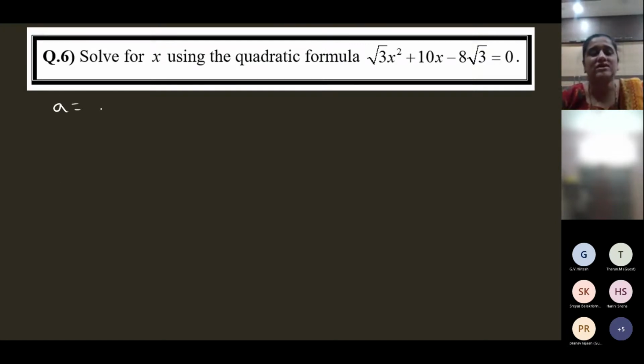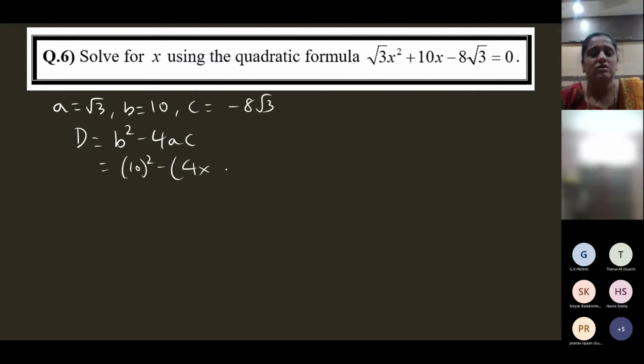So what is a, children? Quickly. a is root 3, b is 10, c is minus 8. D is equal to b square minus 4ac. b square is 10 square, minus 4 into root 3 into minus 8. So 100, minus into minus is plus. Root 3 into root 3 is 3, 3 4s are 12, 12 8s are 96. So 196. D is equal to 196.